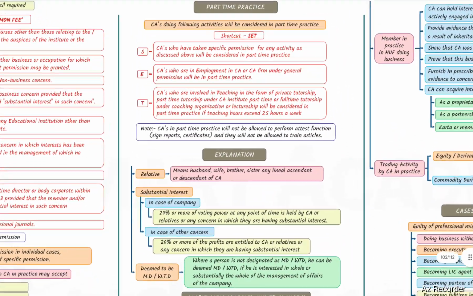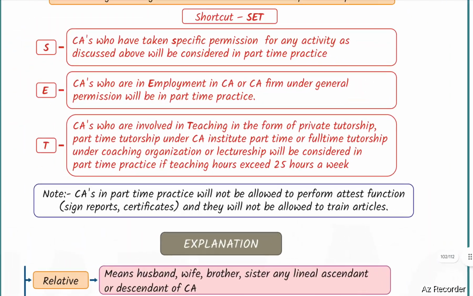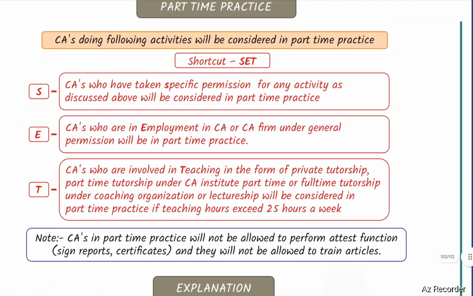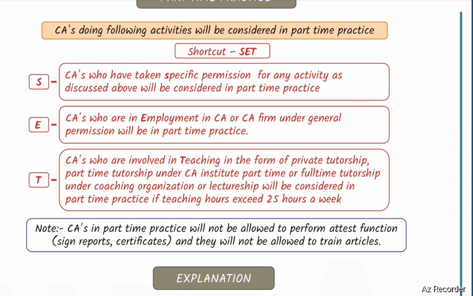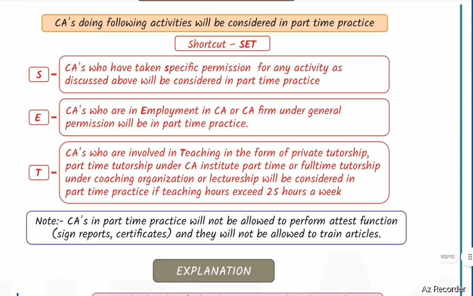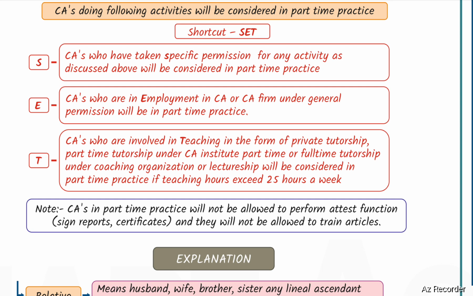Next, part-time practice. CAs doing the following activities will be considered in part-time practice. CAs who have taken specific permission for any activity as discussed above will be considered in part-time practice. CAs who are in employment with a CA or CA firm under general permission will be in part-time practice. CAs who are involved in teaching in the form of private tutorship, part-time tutorship under the CA Institute, part-time or full-time tutorship under a coaching organization or lectureship will be considered in part-time practice if teaching hours exceed 25 hours a week.